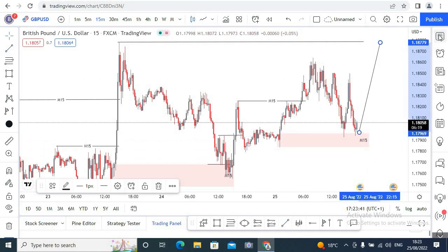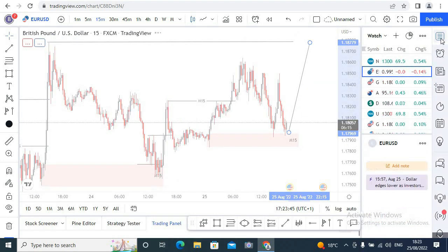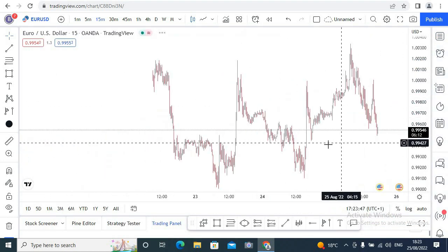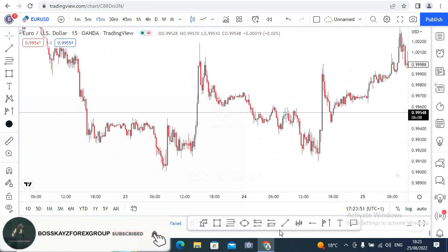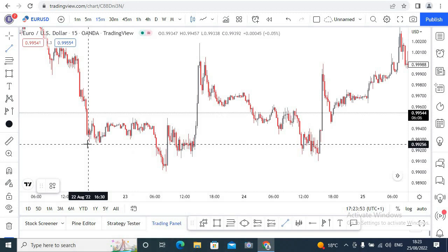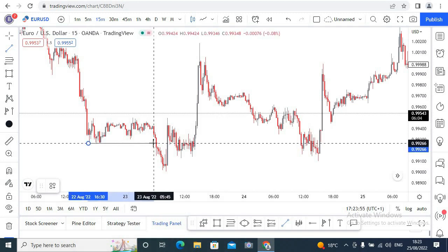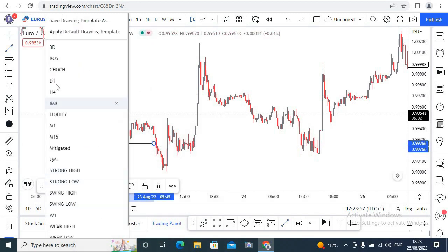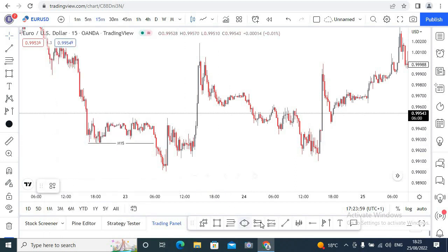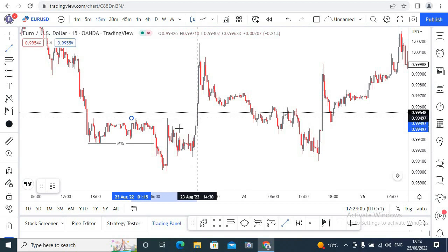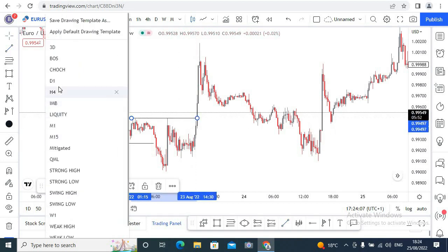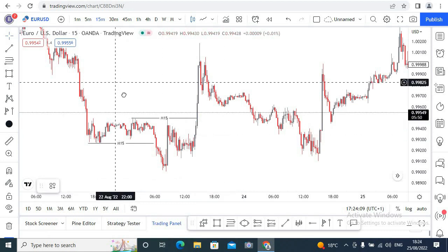But if you looked at Euro USD yesterday, you're going to make a good profit. Why? Because this one did give us a nice move. As you can see, this was a nice breakout structure, and a nice change of character, as you can see, right? Nice change of character.